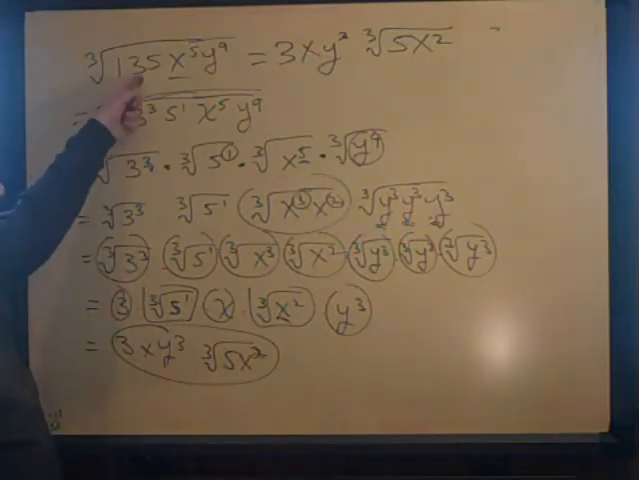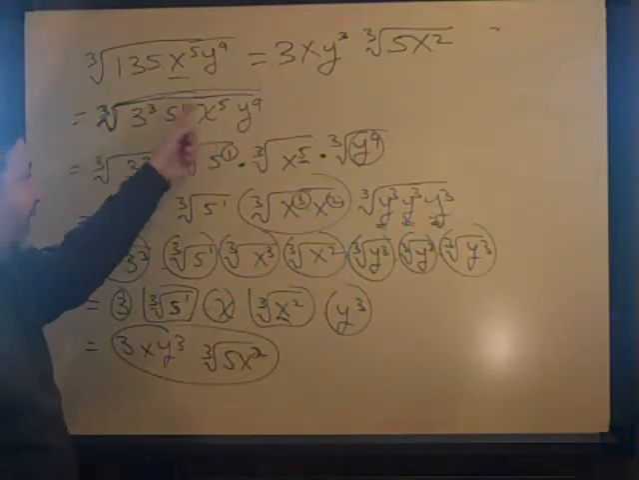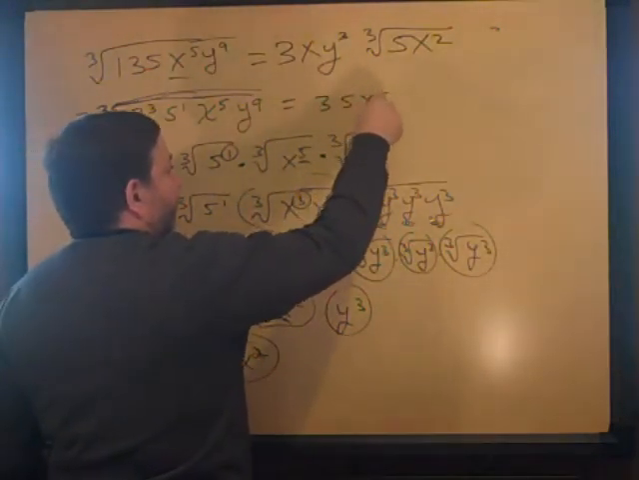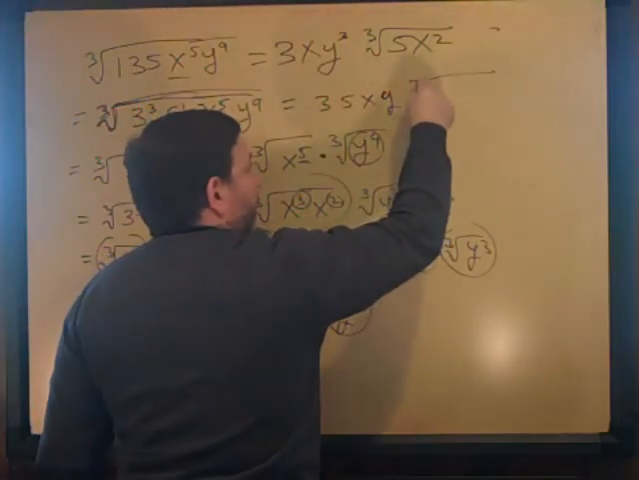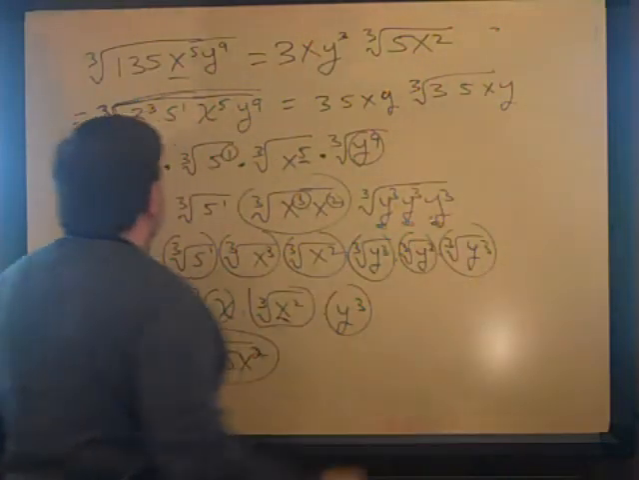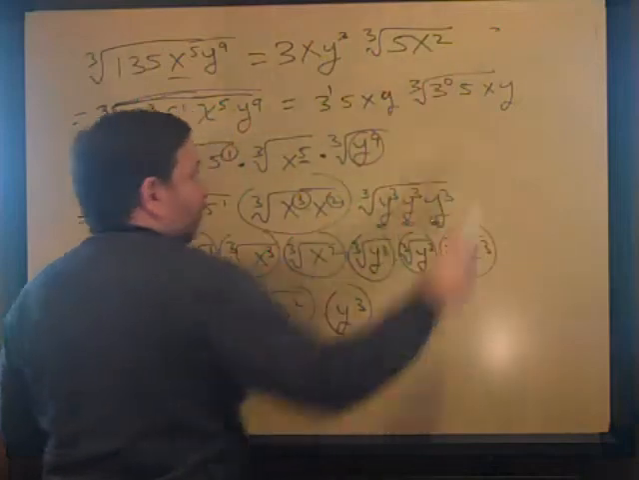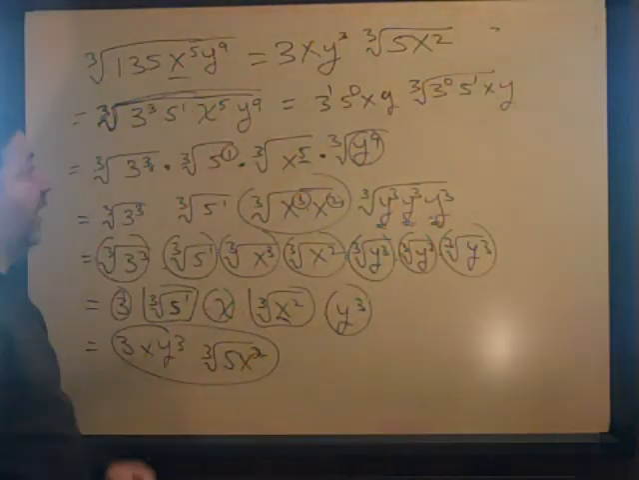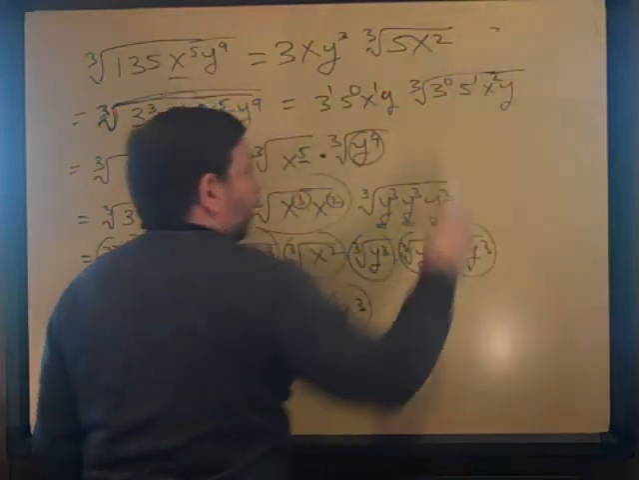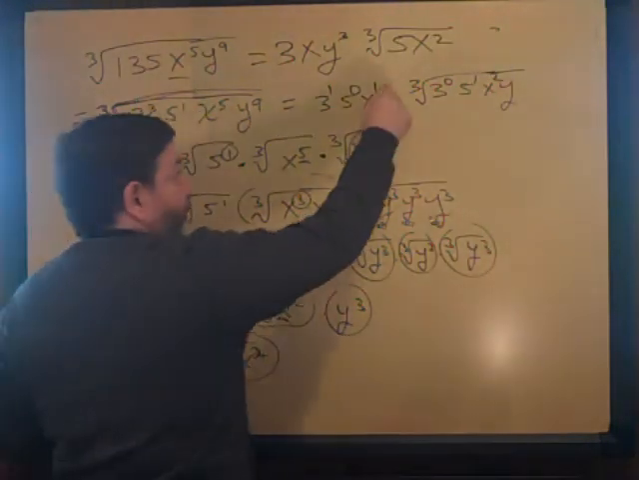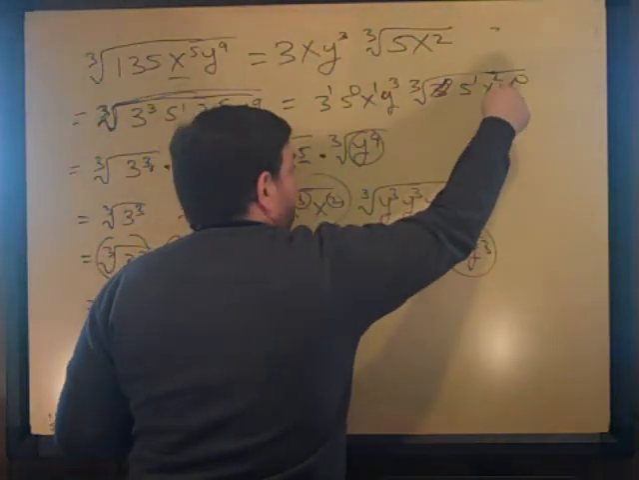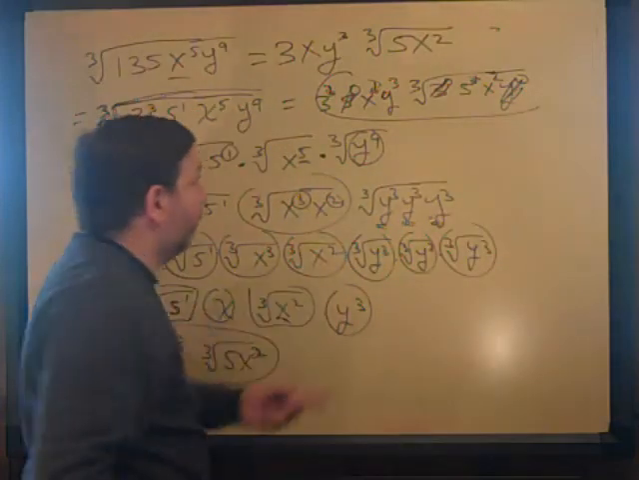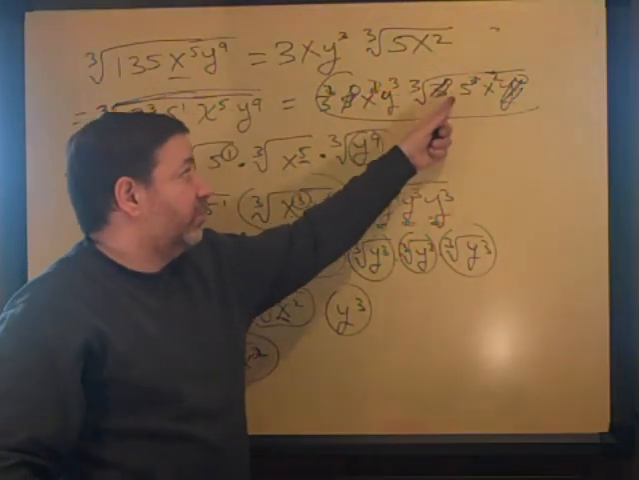Just figure out how many times 3 goes into each of these powers. Put those numbers on the outside. So let's do it again. 3, 5, x to the 5th, y to the 9th, underneath the cube root sign. 3 into 3 goes 1 time, remainder 0. 3 into 1 goes no times, remainder 1. 3 into 5 went 1 time, remainder 2. And 3 into 9 goes 3 times, remainder 0. These are history, and the powers of 1 you don't need. So there's your answer: 3xy cubed times the cube root of 5x squared.